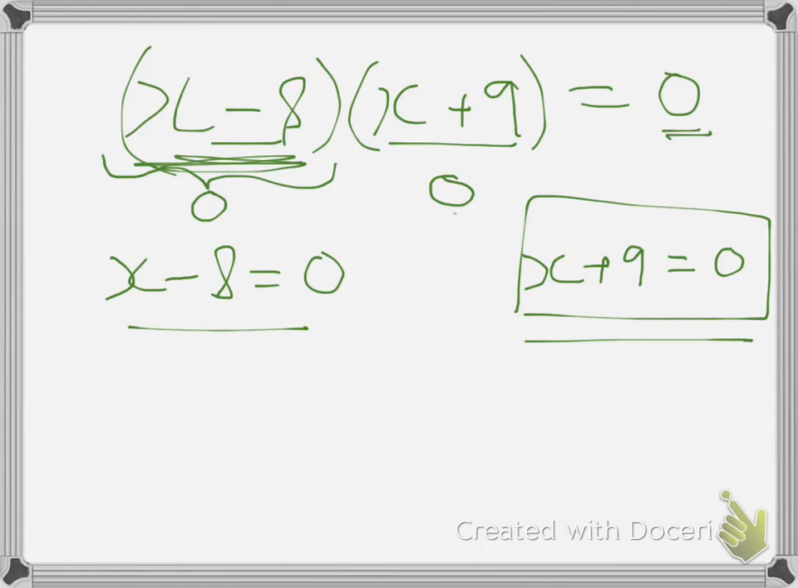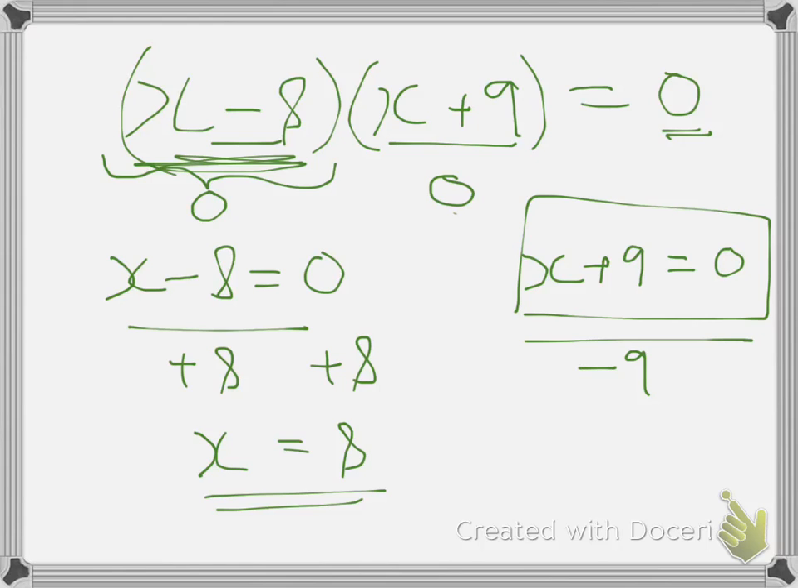If I solve this equation, I'm going to add 8 to both sides, just like I normally would, and x is going to equal 8, one solution. Giving one solution in a quadratic will not gain you an achieved mark. You have to give both solutions. In this equation, x plus 9 equal to 0, I'm going to take away 9 from both sides because I'm undoing a plus. The 9's cancel, and I'm going to be left with x equals -9. Both solutions to get one achieved mark.